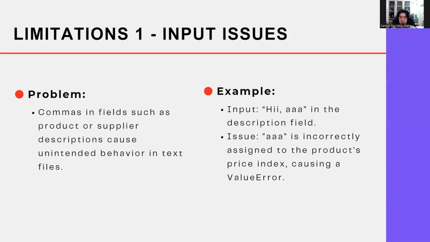Now, let's talk about our limitations. Firstly, input issues. If user inputs contain commas in fields such as add product, add supplier, and update products, it will create an unintended error in the text field. For example, adding a high entry, AAA, in the description field will cause AAA to be incorrectly assigned to the product's price index, which causes a value error because AAA is not a float. AAA is a string, but a price should be a float, which is an error.